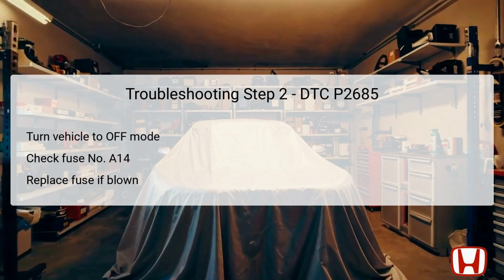For the second troubleshooting step, it is essential to turn the vehicle off to safely check fuse number A14, located within the underhood fuse box. Inspecting this fuse is crucial, as it serves as a protective element in the circuit relevant to the actuator supply voltage. If the fuse appears to be functional, the troubleshooting can proceed to the next steps.